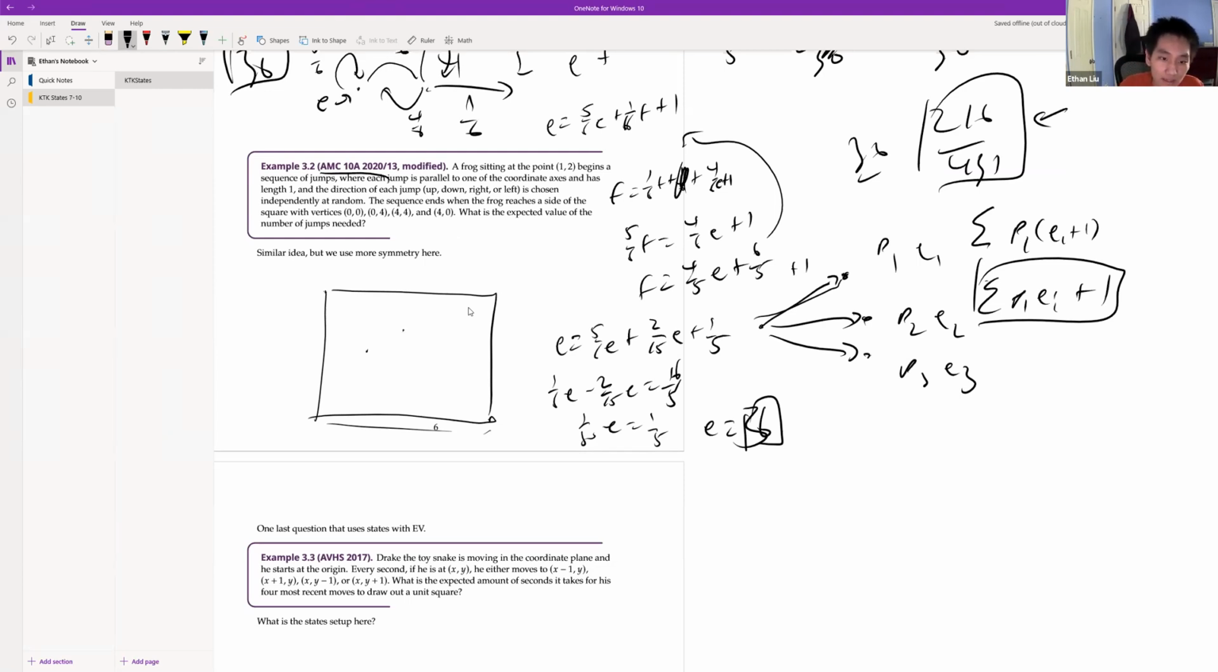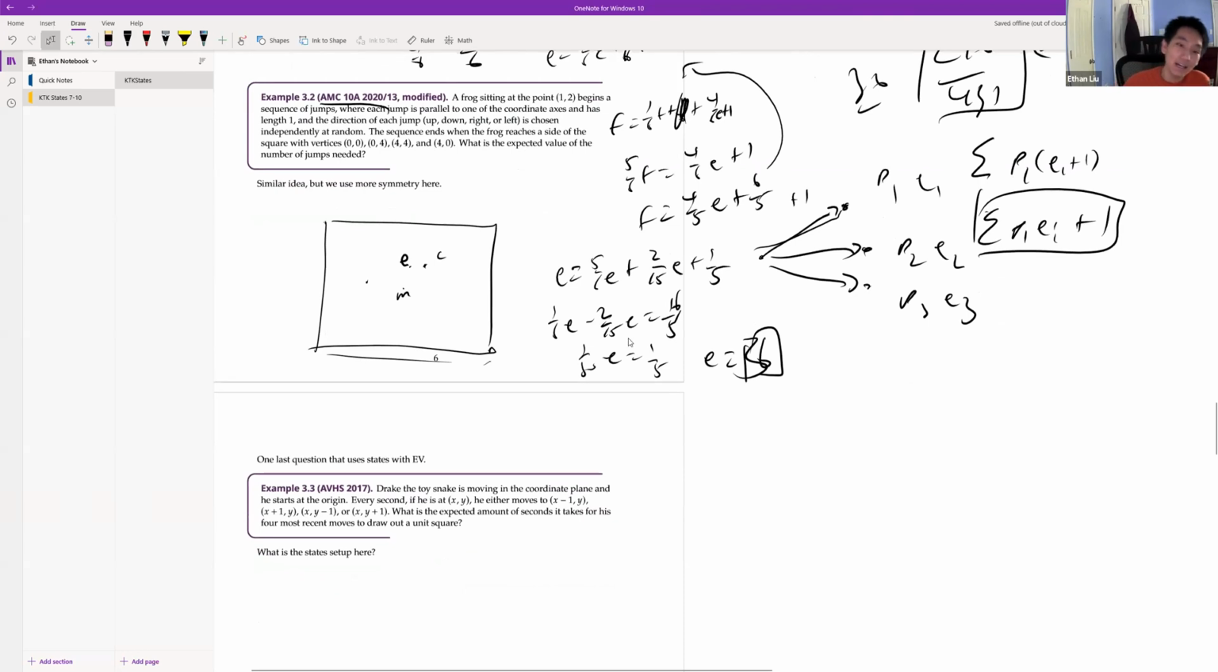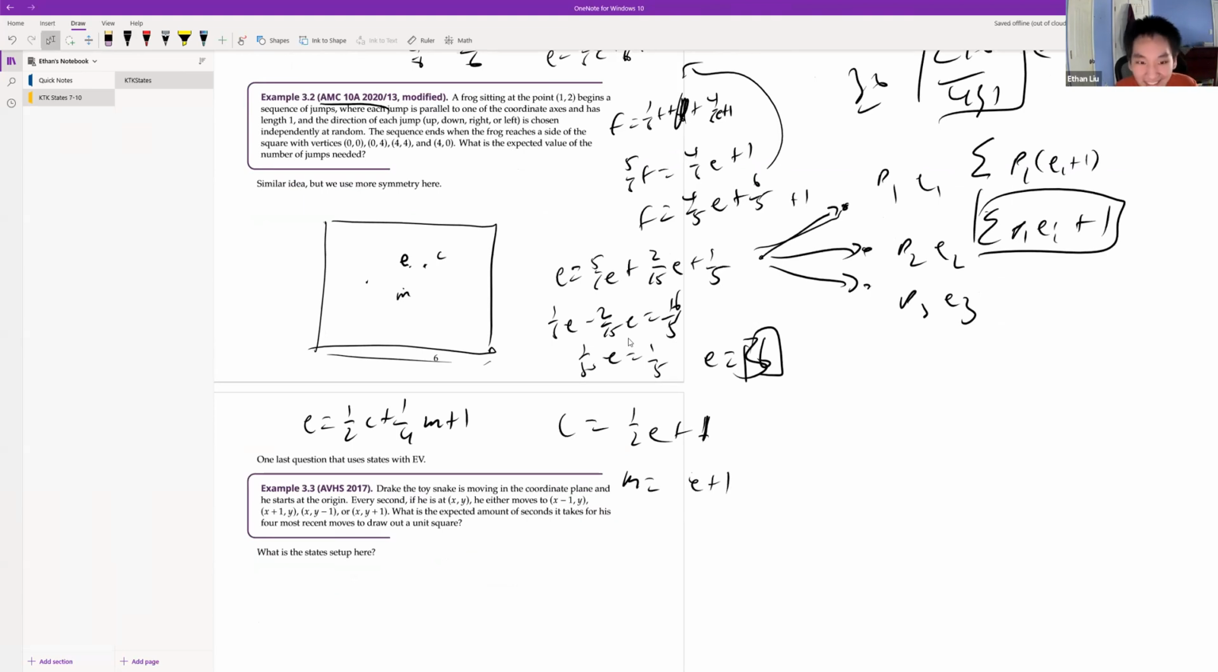We will label the expected value here E. This is, I don't know, we'll call it C for corner. This is, I don't know, M for middle, okay? And I end up with E and M, C, E, M, and C. Interesting. Anyways, so E is 1/2 C plus 1/4 M plus 1. C is 1/2 E plus 1. Yeah, and then M is just E plus 1.